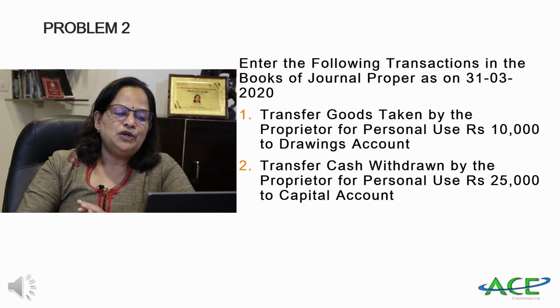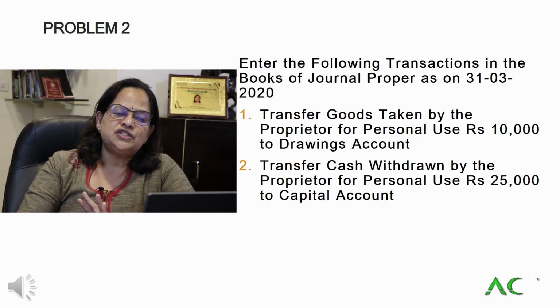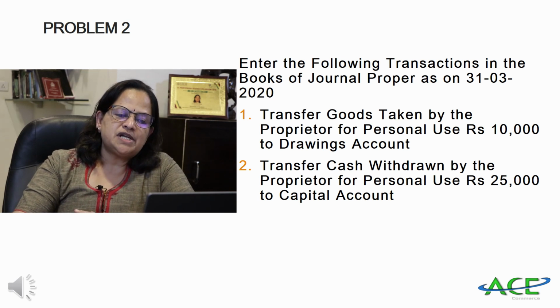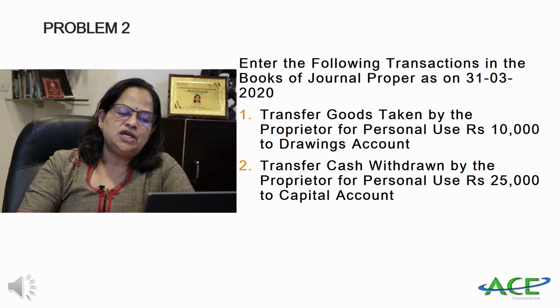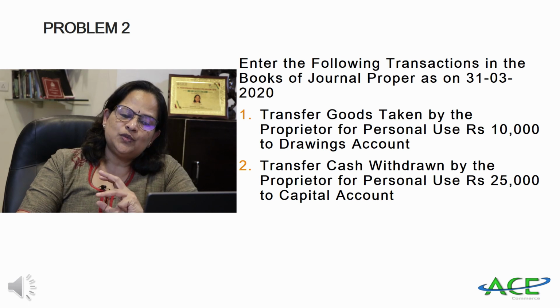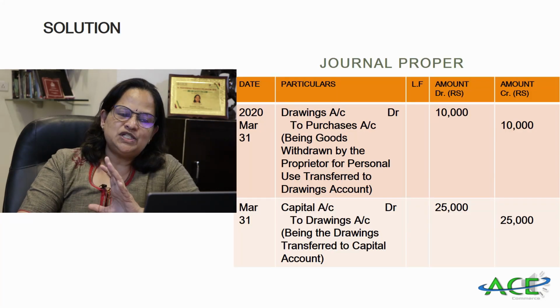So one problem we will do. Enter the following transactions in the books of journal proper as on 31/3/2020. Transfer goods taken by the proprietor for personal use, rupees 10,000, to drawings account. So one is goods withdrawn. Second one is transfer cash withdrawn by the proprietor for personal use, rupees 25,000, to capital account. So two entries we are going to write.